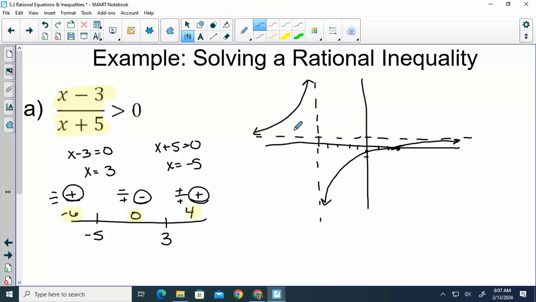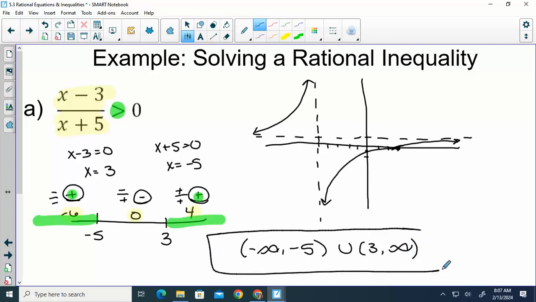Okay, is that the same thing I got by drawing the graph? Yeah, but probably a little bit faster because I didn't have to go through vertical asymptote, horizontal asymptote, intercepts, all the things. So we want to know when this is greater than 0, means positive, so it's these pieces. It's not equal to 0, so everything gets a parenthesis, so negative infinity to negative 5, union 3, positive infinity.